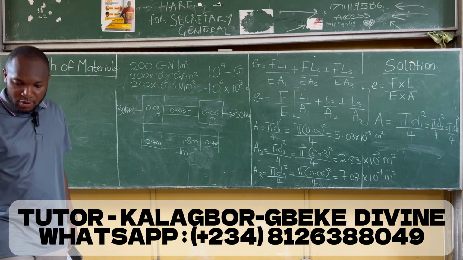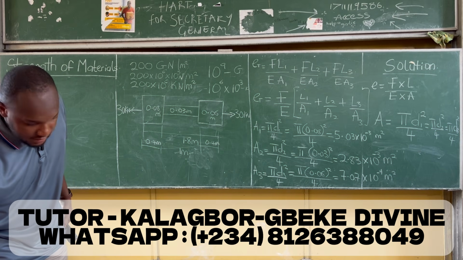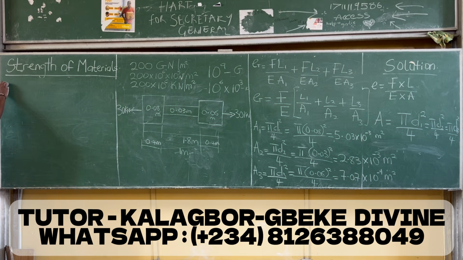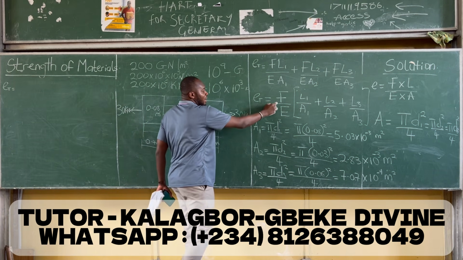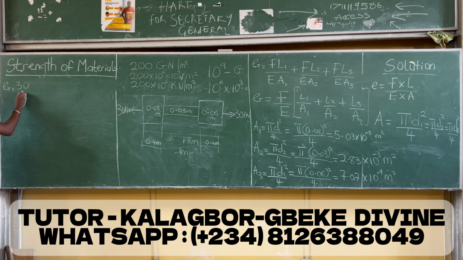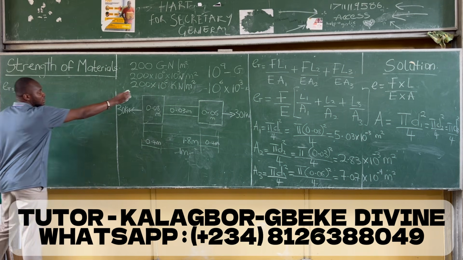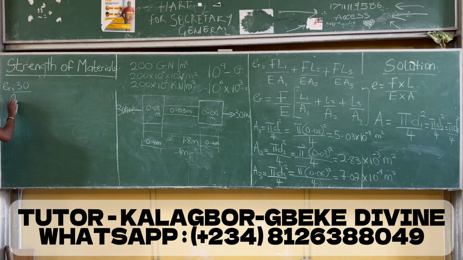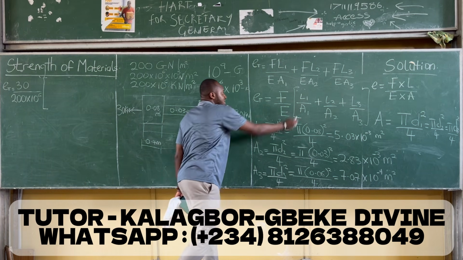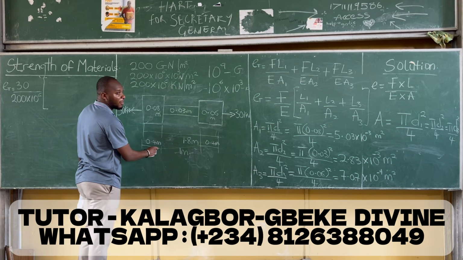All right, proceeding. We have that total elongation is equals to what? Force over young modulus. What's our value for force? 30 kilonewton over what? What's our value for young modulus? 200 times 10 raised to the power 6. All right, now watch closely. What's our L1? 0.4, right?